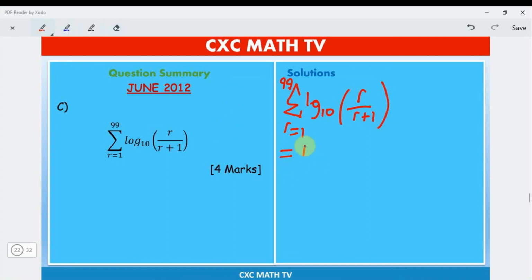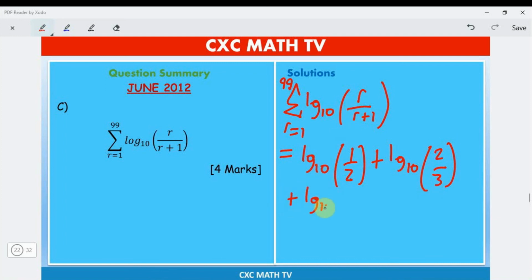So this is now log base 10 of a half, plus, we then put r as 2 to get log base 10 of 2 over 3, plus, we then put r as 3 to get log base 10 of 3 over 4, plus, we keep on doing that until we input r as 99, and that becomes 99 over 99 plus 1, which is 100.